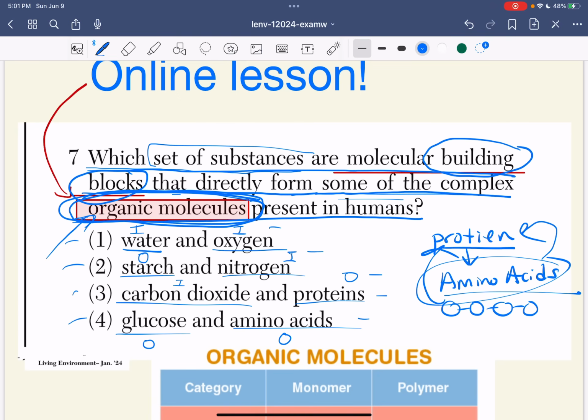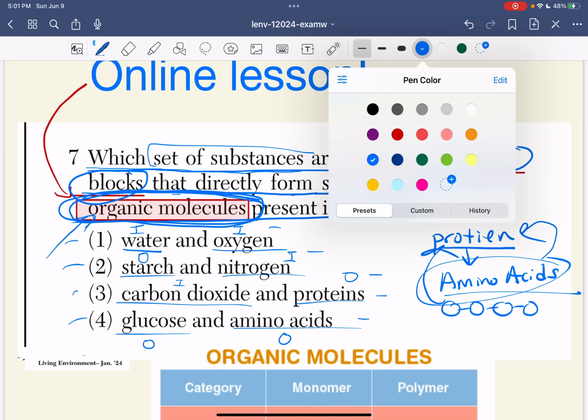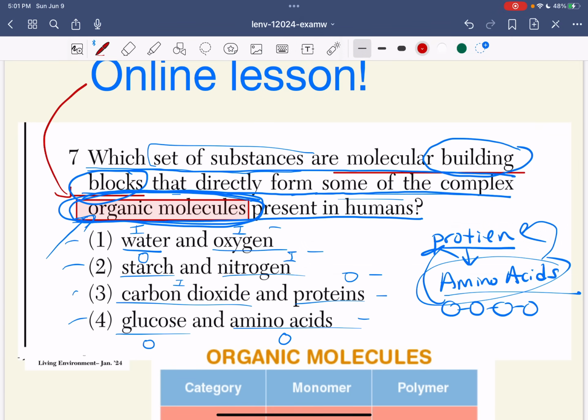Which one of these is a set of organic molecules? They all have to be organic, okay? So the only one where all of the quote unquote building blocks are organic was answer 4. Glucose is organic and amino acids is an organic molecule. Not number 1, not number 2, not number 3.